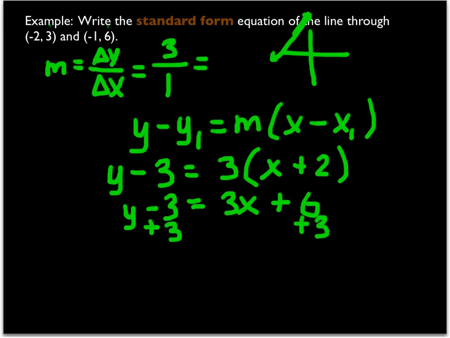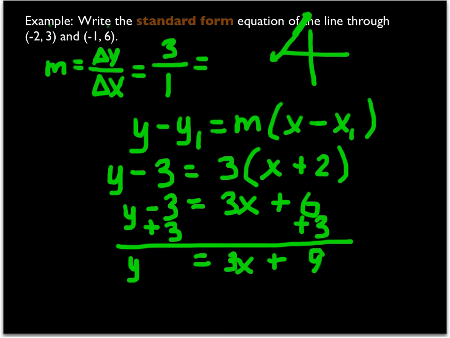Remember this standard form. We have to get the x's and y's on the same side. So we get y equals 3x plus 9. That's actually the slope-intercept form. But then I'll have to subtract 3x from each side. So I get -3x plus y equals 9.